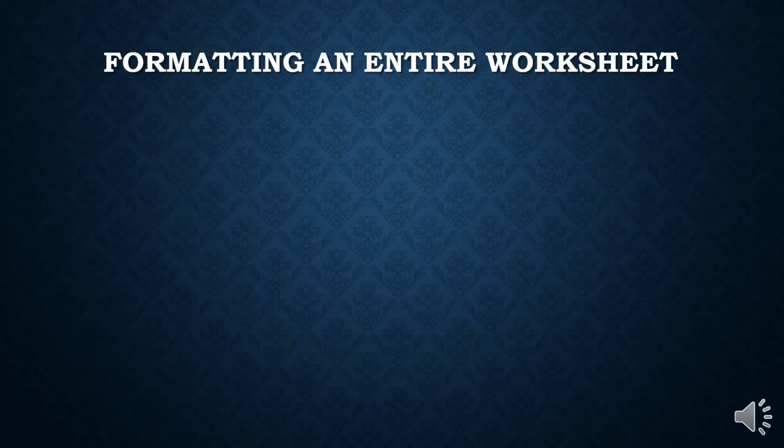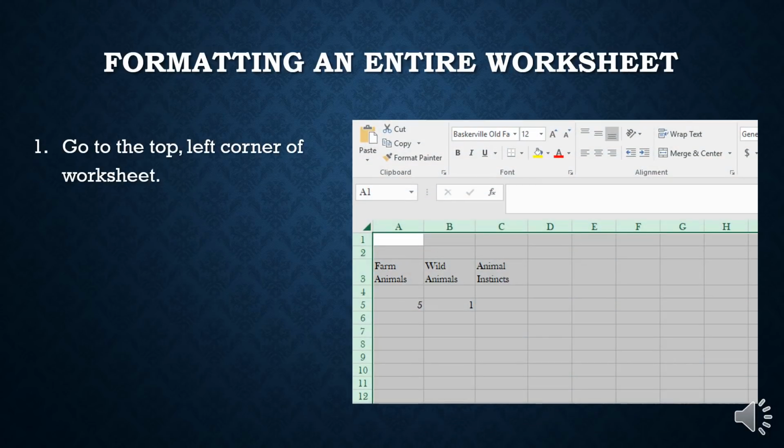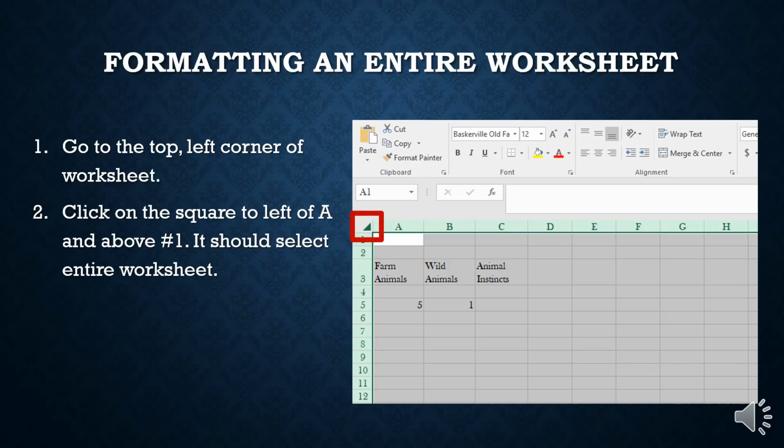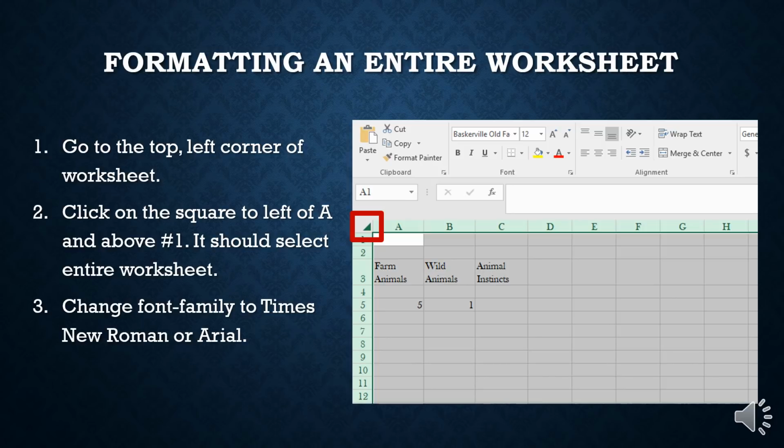Formatting an entire worksheet. Go to the top left corner of the worksheet. You're going to click on the blank square that's to the left of A and right above number 1. This should select the entire worksheet. After clicking on the square, you can now change your font family to Times New Roman or Arial, and you can change your font size to 12. These are standard sizes and font families for Excel spreadsheets.